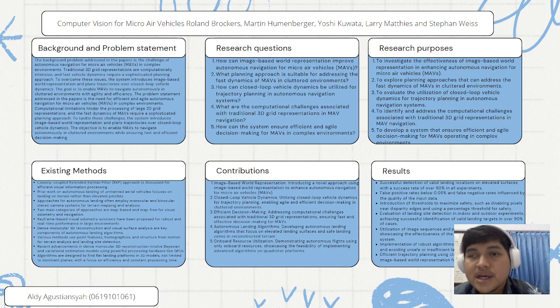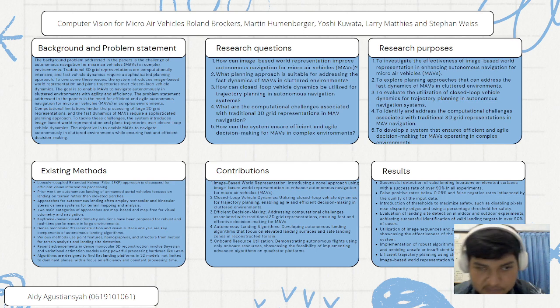Research purposes. To investigate the effectiveness of image-based world representation in enhancing autonomous navigation for micro air vehicles, or MAVs. To explore planning approaches that can address the fast dynamics of MAVs in cluttered environments. To evaluate the utilization of closed-loop vehicle dynamics for trajectory planning in autonomous navigation systems.